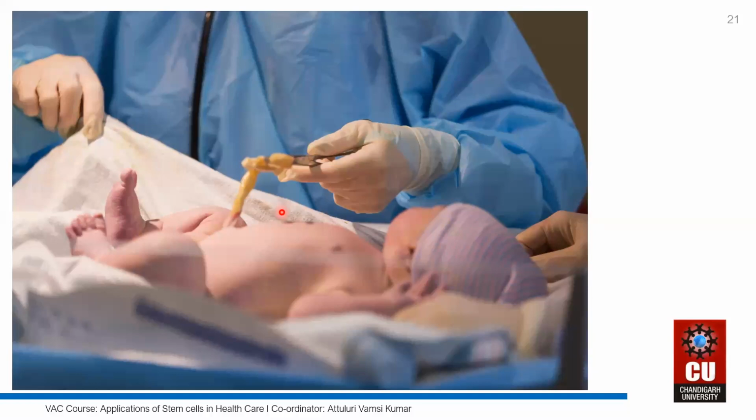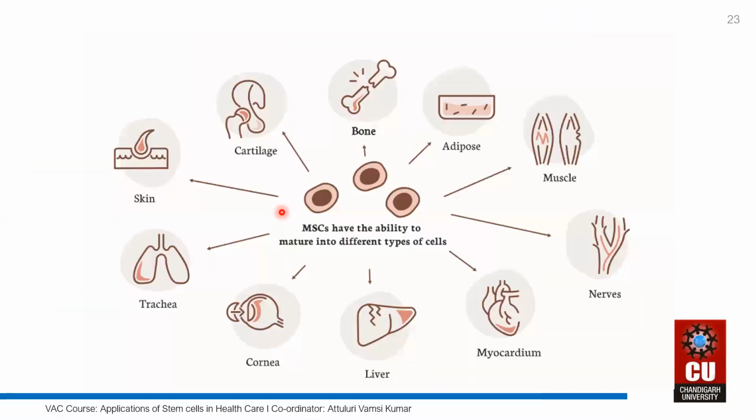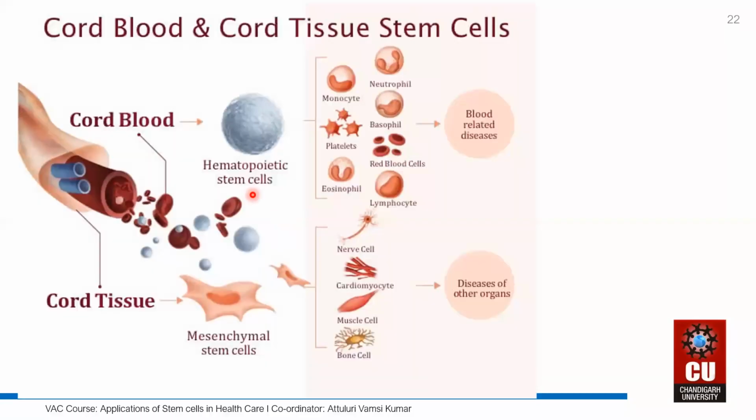Let us see what the opportunities of these umbilical cord stem cells are. They can convert into either mesenchymal stem cells or hematopoietic stem cells. Hematopoietic stem cells include your RBCs, WBCs, platelets, all blood cells. WBCs include eosinophils, basophils, neutrophils, lymphocytes, monocytes. Everything can be generated from hematopoietic stem cells, which are present in the umbilical cord.